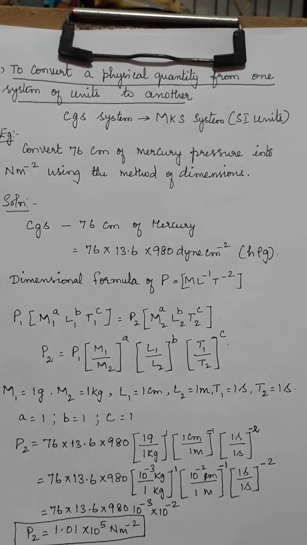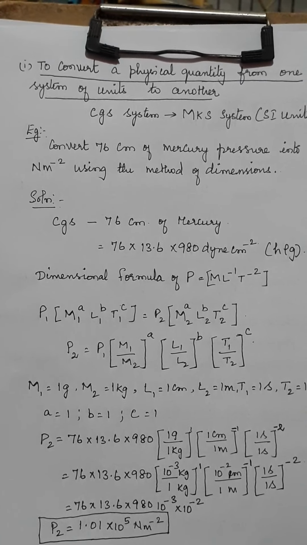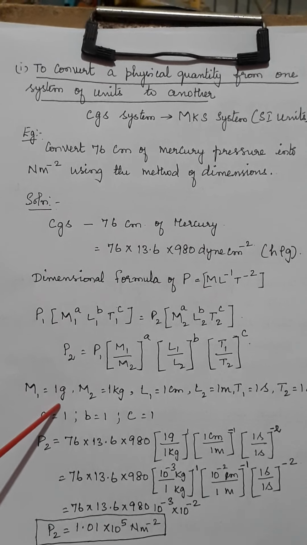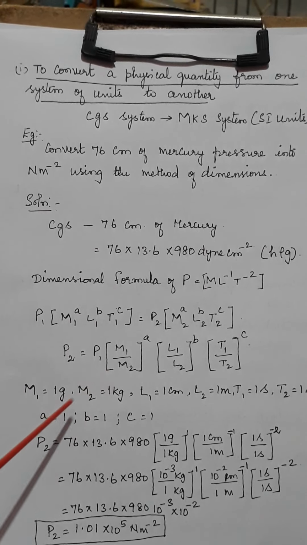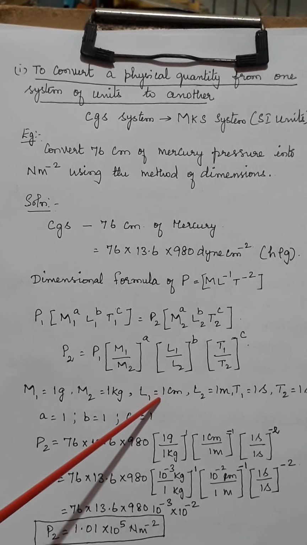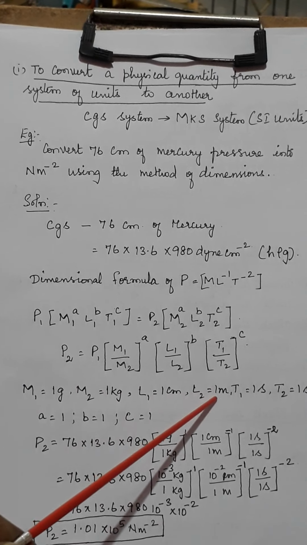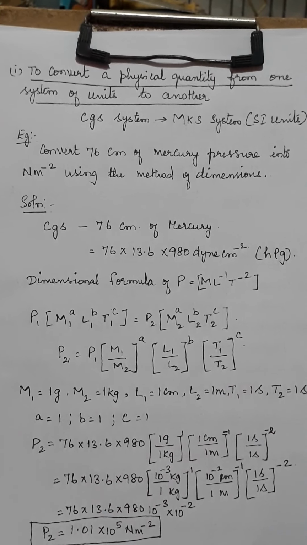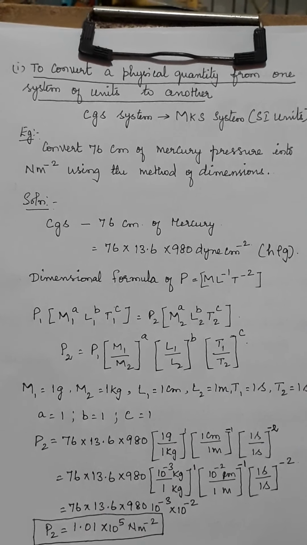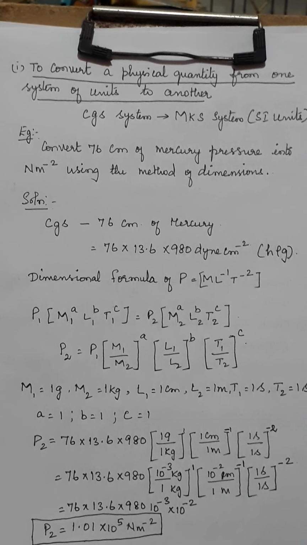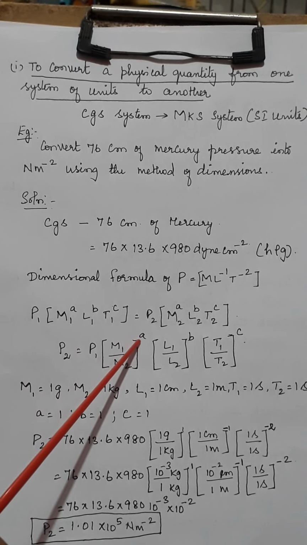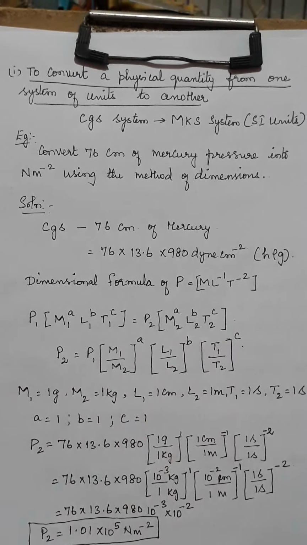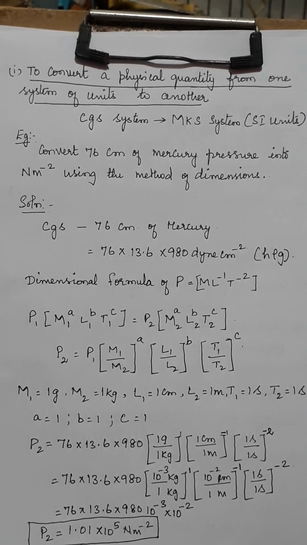I just need to rewrite in terms of its unit. What is M1? It's 1 gram. M2 is 1 kilogram. Then like that, L1 is 1 centimeter, L2 is 1 meter. Then T1 and T2 are the same, 1 second. Now here I understand that it is all 1. So A is 1, B is minus 1, C is minus 2. Just substitute like that here.